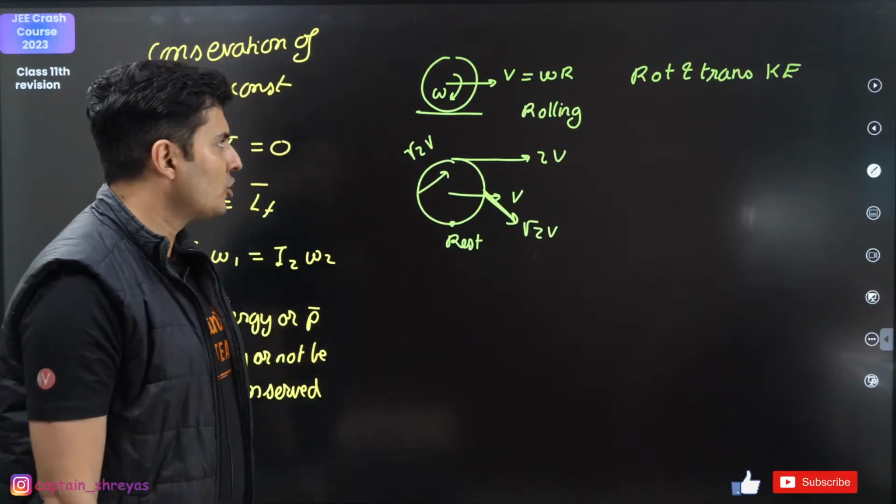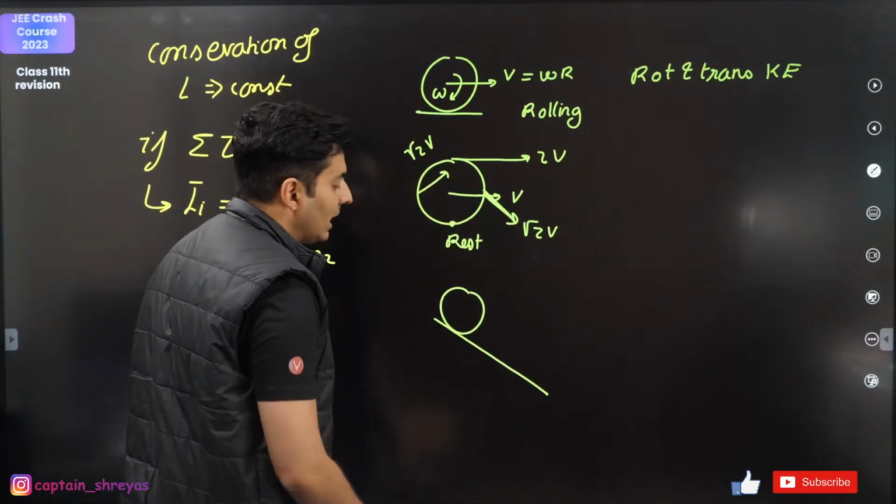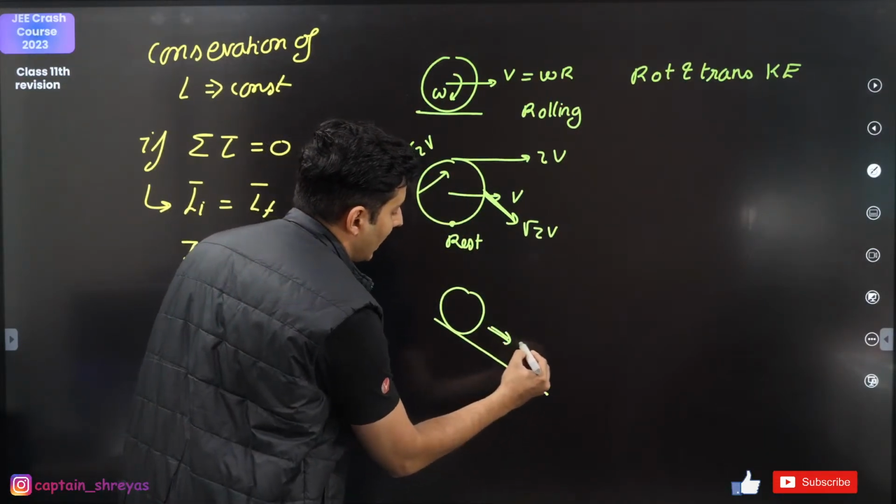Another important thing which you should also be aware of: if you take a rolling body and you leave it down an incline, then it will have a certain acceleration.